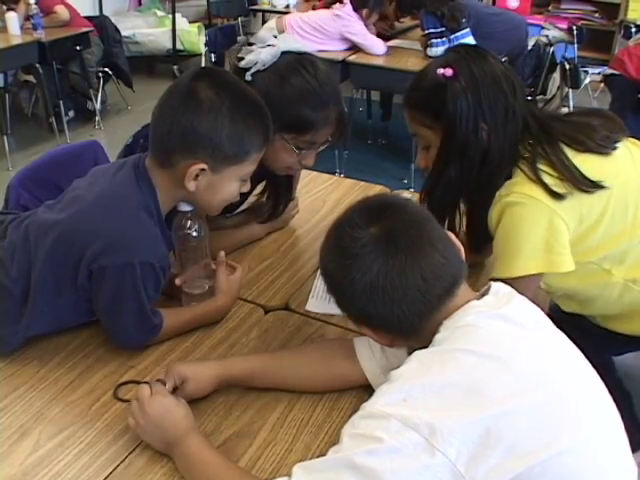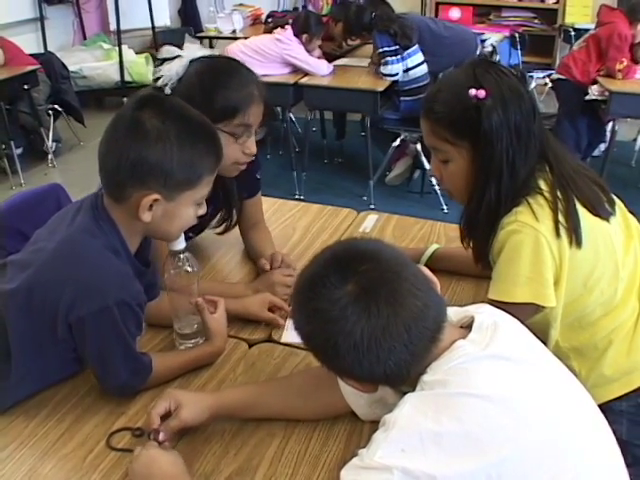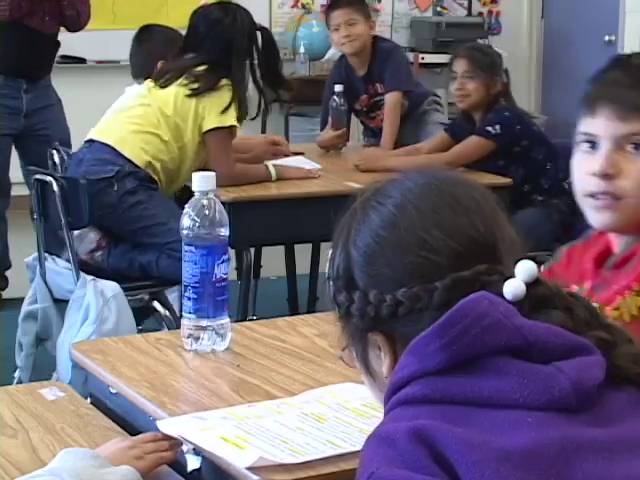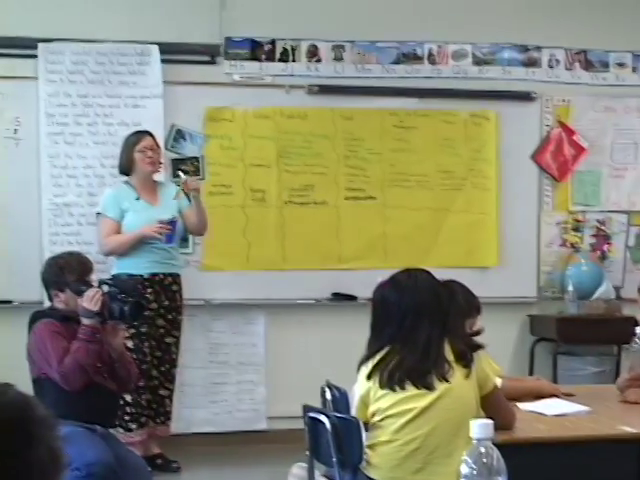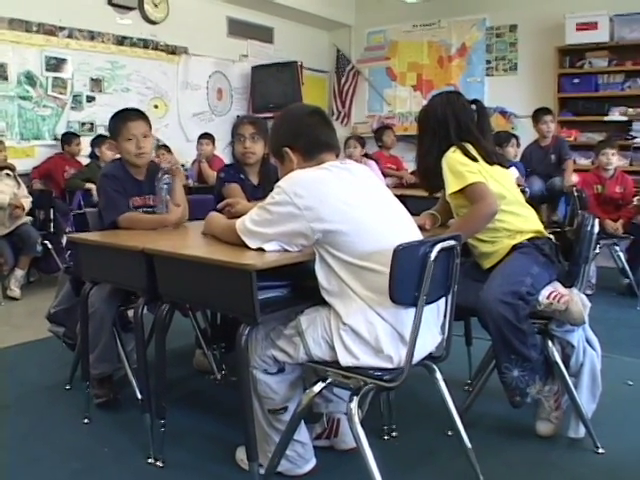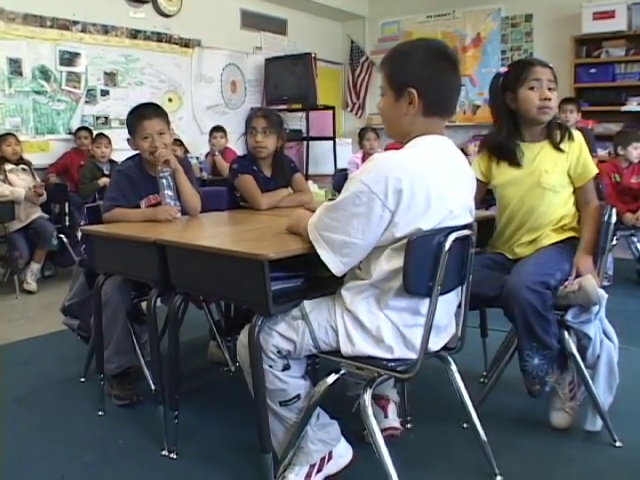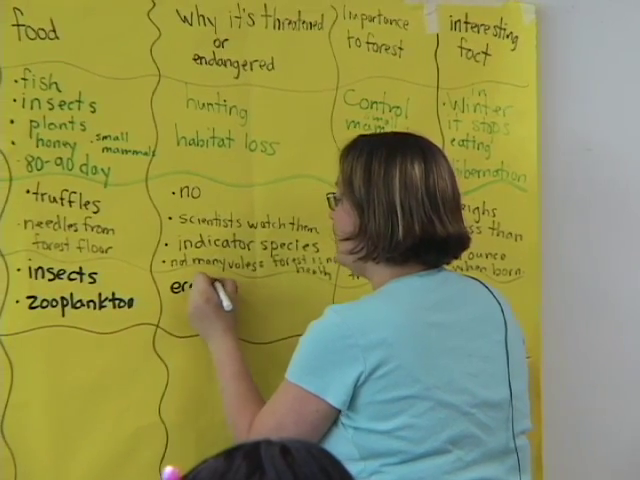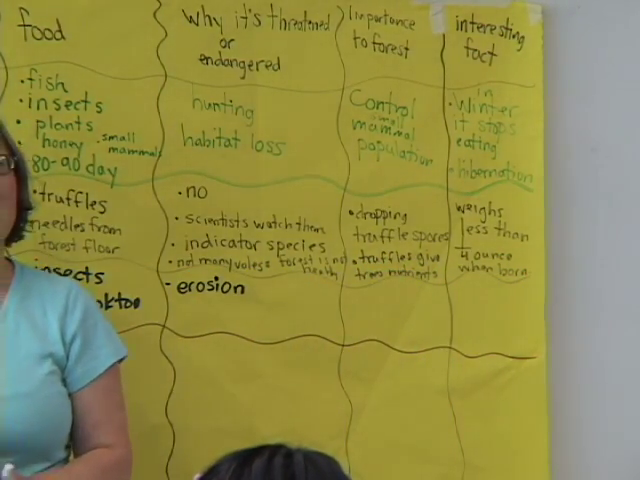What is it again? Hey, one, two, three, eyes on me. Green, number two. Erosion. Right, because of erosion. And we also want to talk about what causes that erosion and then what does that erosion do? Ready? Heads together.